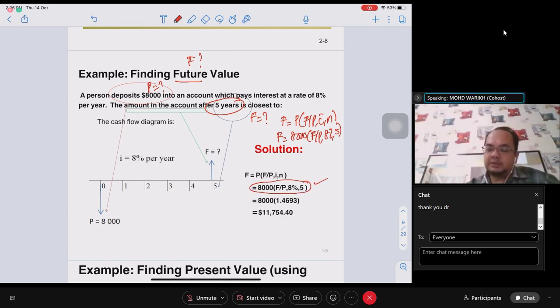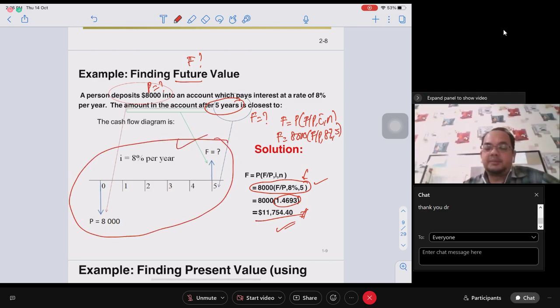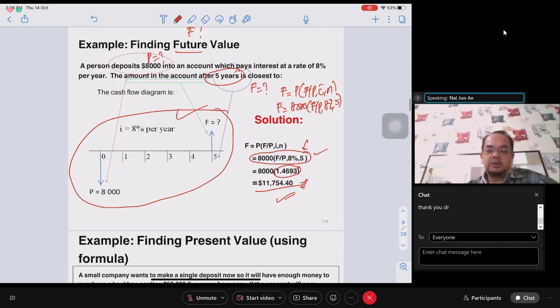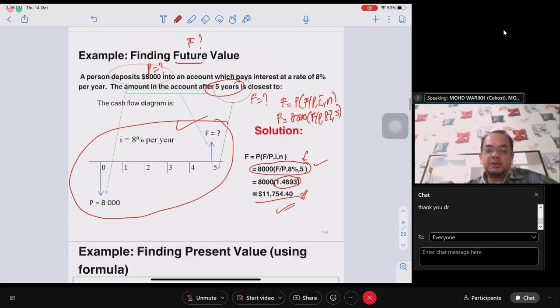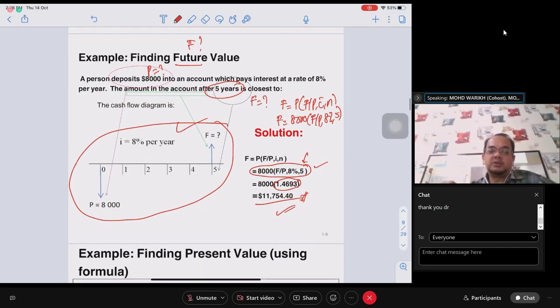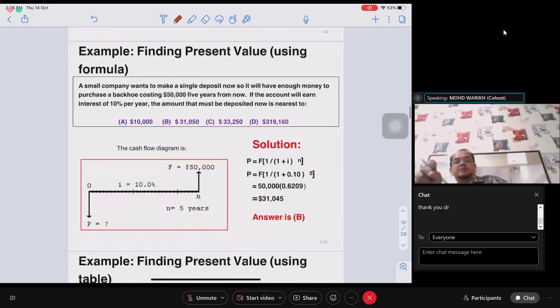Then from this information, refer to the table, you get this number, and then get the answer, so that you draw the cash diagram. Clear that one? Yes, Doctor. So the first question is about finding the future value. The second one, you have to find the present value.